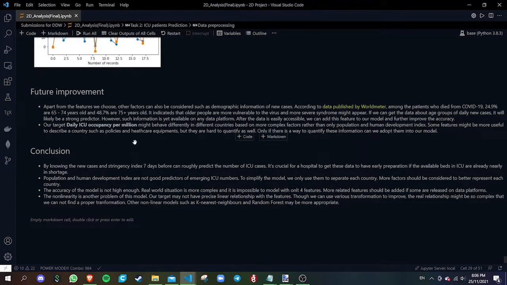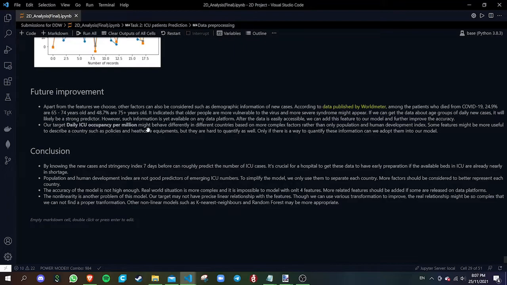Some further improvements of the model can be adding more related features, such as demographic information of daily new cases, since older people are more vulnerable to COVID. And more features should be used to describe a country instead of only using population and human development index. Policies and healthcare equipment may be more useful to represent the situation in different countries, but they are also harder to quantify. Only if there is a way to quantify this information can we adopt them into our model.